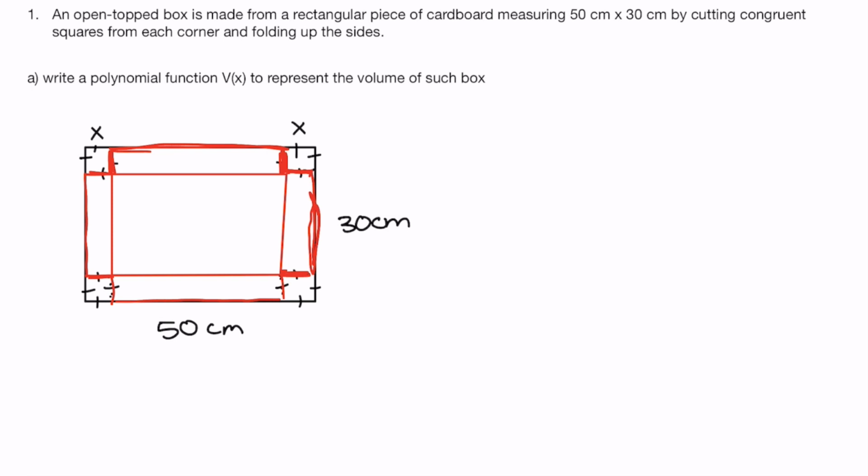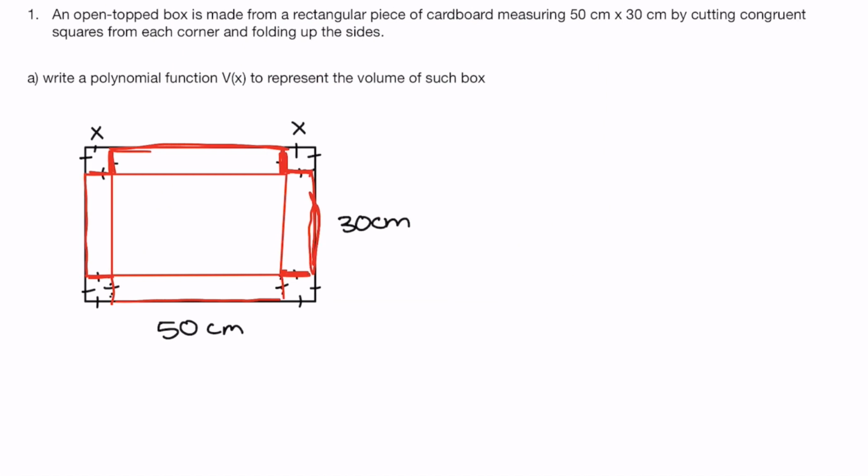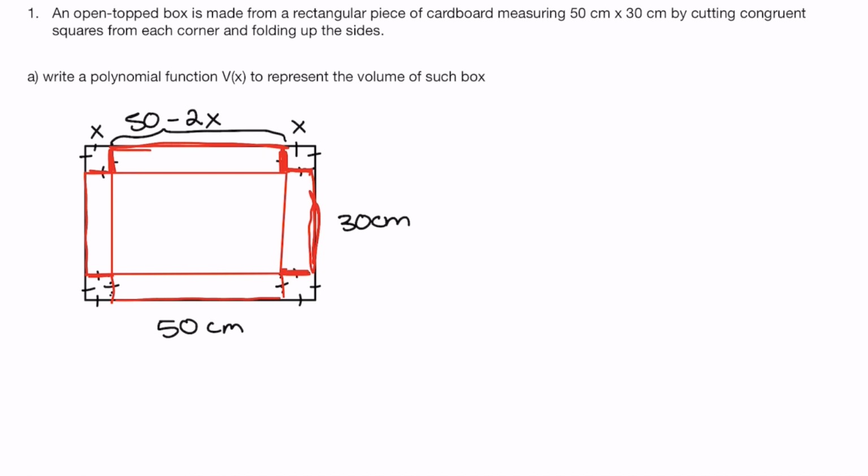Now that means the length of this box is going to be the original 50 centimeters minus 2x, because there are two x's here. So the length of the box is going to be 50 minus 2x. Now we're going to do the same thing for the width. The width of the box is going to be equal to the original 30 centimeters minus 2x, because there are two x's here. And the height of the box is just x, because remember this is a square, so the height of the box is just x.